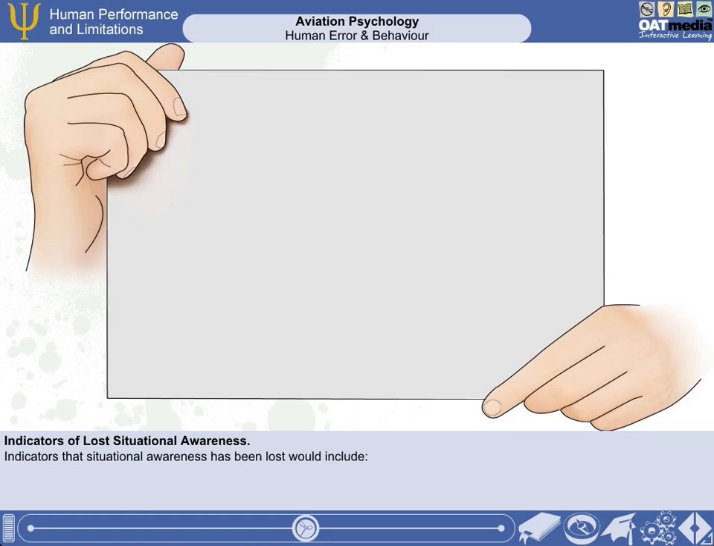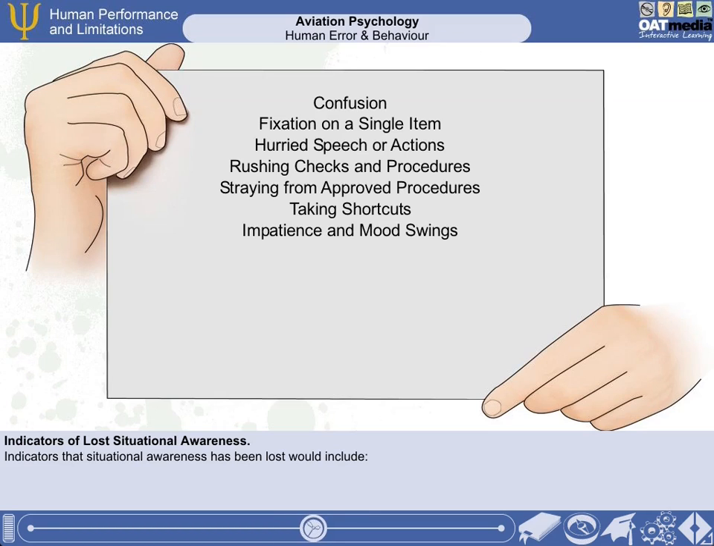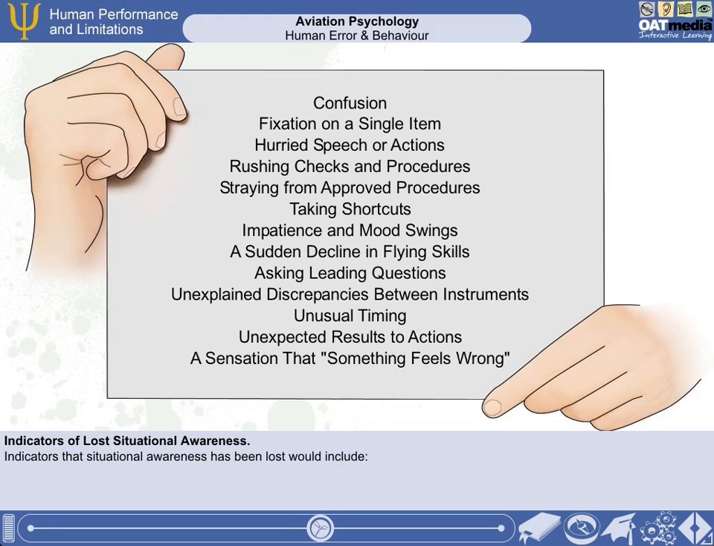Indicators that situational awareness has been lost would include confusion, fixation on a single item, hurried speech or actions, rushing checks and procedures, straying from approved procedures, taking shortcuts, impatience and mood swings, a sudden decline in flying skills, asking leading questions, unexplained discrepancies between instruments, unusual timing, unexpected results to actions, and a sensation that something feels wrong.